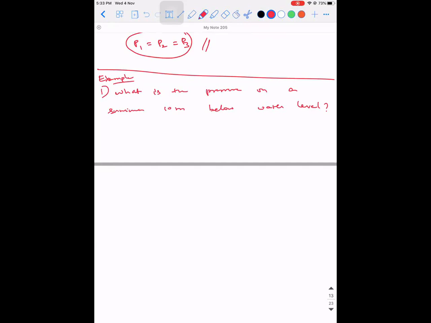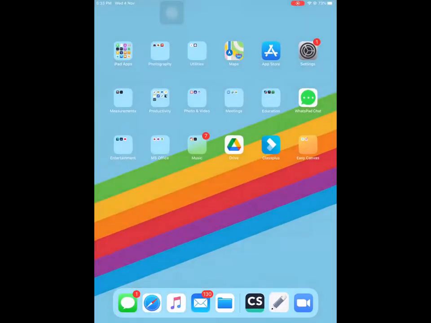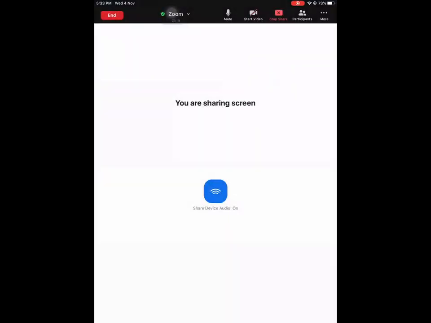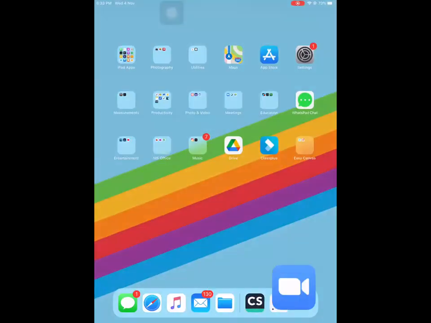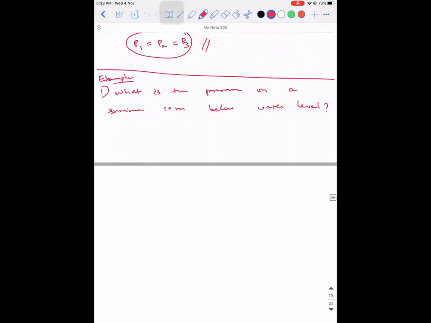You guys solve and tell me. So what's the question again? What is the pressure on a swimmer who's 10 meters below the water level? There is only one formula that I thought. Use it.